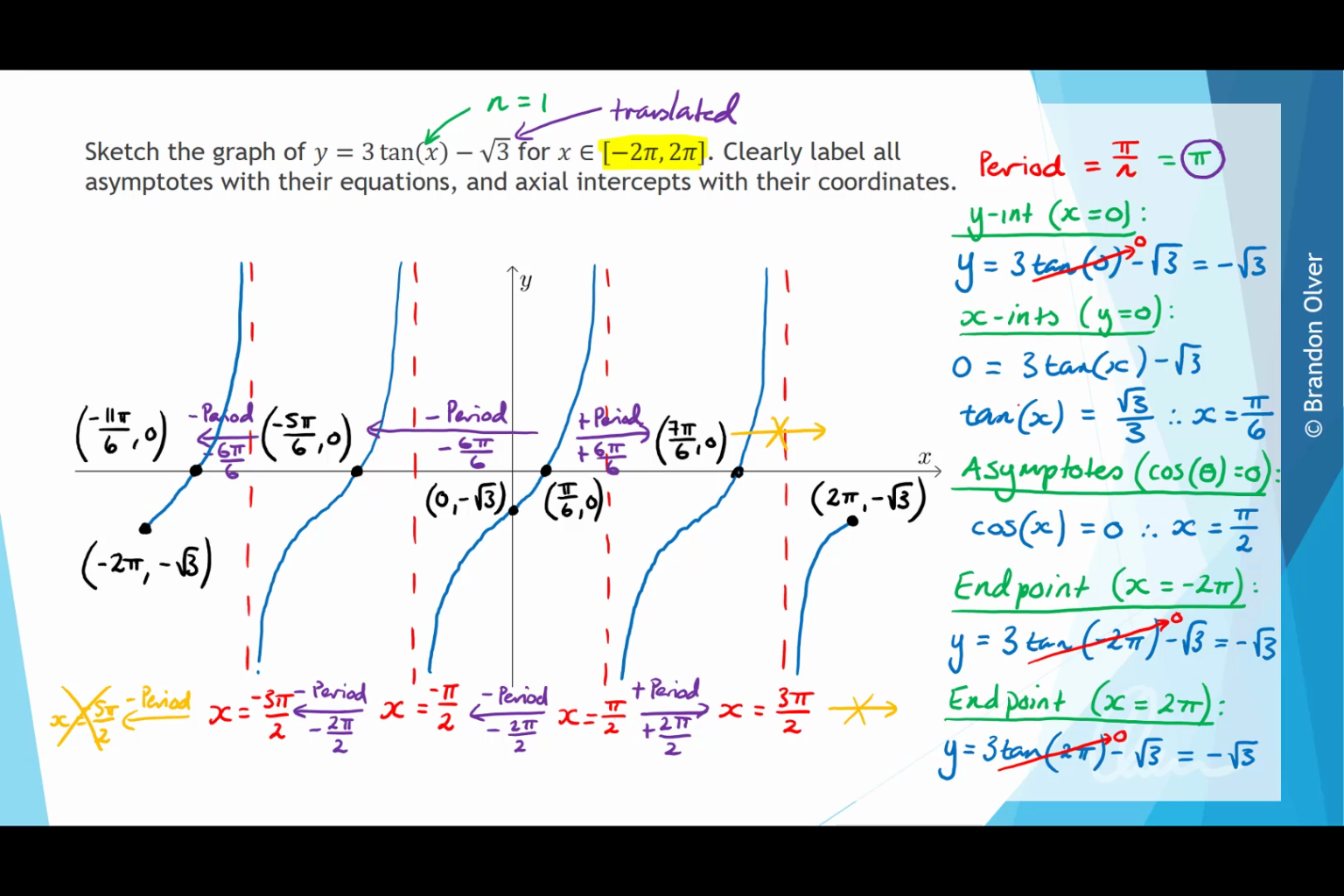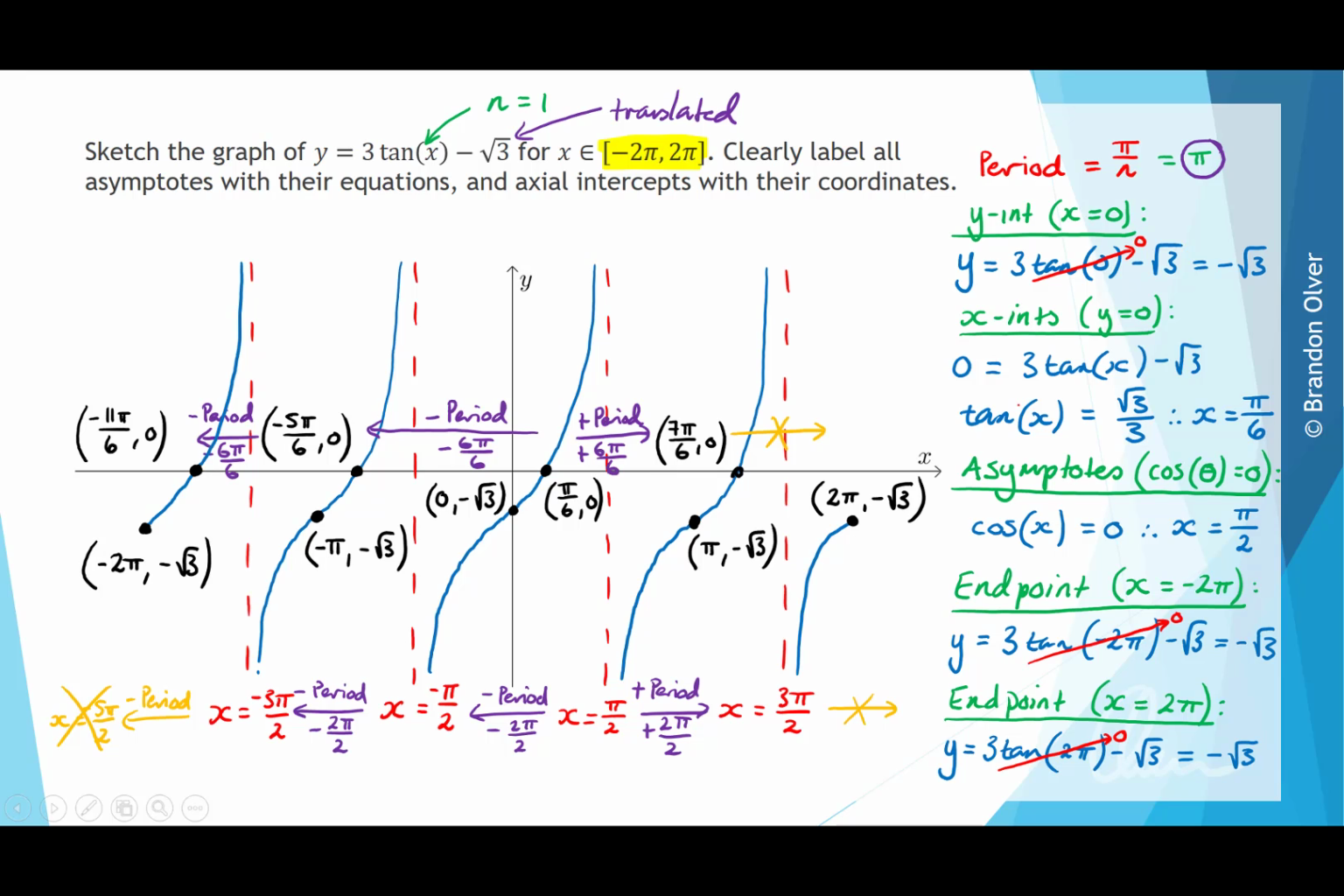And then as I mentioned earlier, we're also going to label on the points of inflection. So there's a point of inflection here and a point of inflection here. And this value is going to be one period away from the previous point of inflection. So this is going to be negative pi, negative root 3. And this is going to be positive pi, negative root 3. So that's the fully complete graph for y equals 3 tan of x minus root 3.